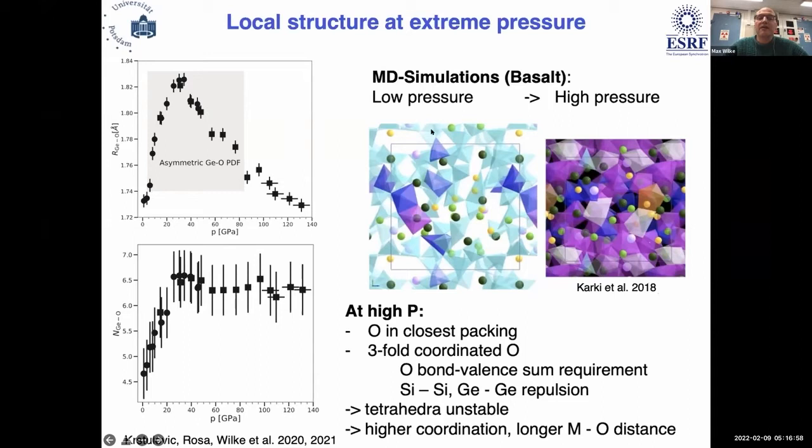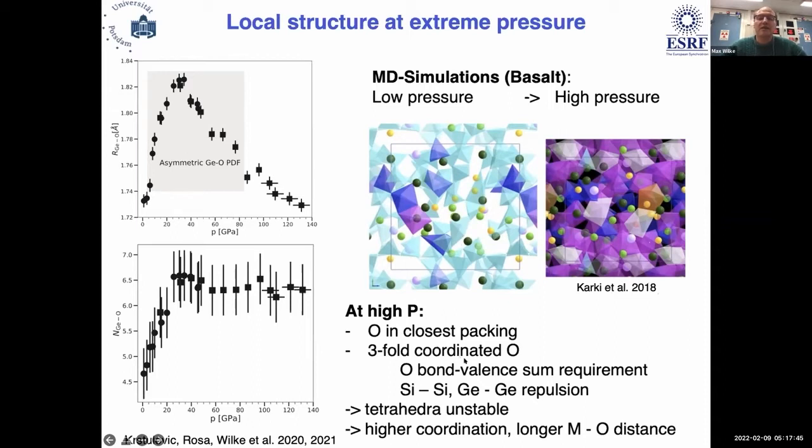And in the first GPa, all this open space is collapsing until we have all the tetrahedra very close to each other, and we cannot go any further, because we cannot shrink the tetrahedra; they are very stiff, and we cannot bring them closer to each other because we end up with a silicon-silicon or germanium-germanium repulsion. And this is the reason why we have a total rearrangement of the topology, so that we end up with octahedrally coordinated germanium or silicon and threefold coordinated oxygens instead of twofold coordinated oxygen.